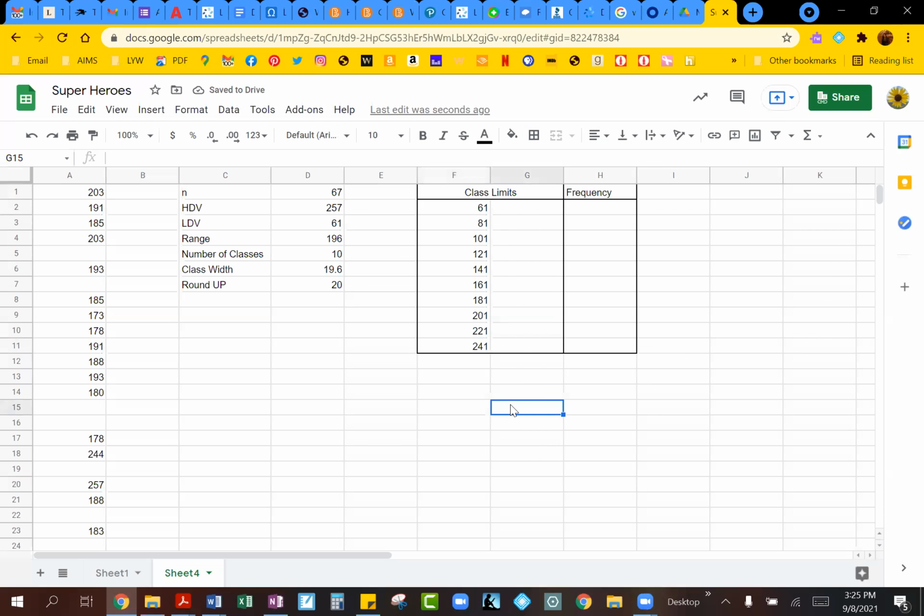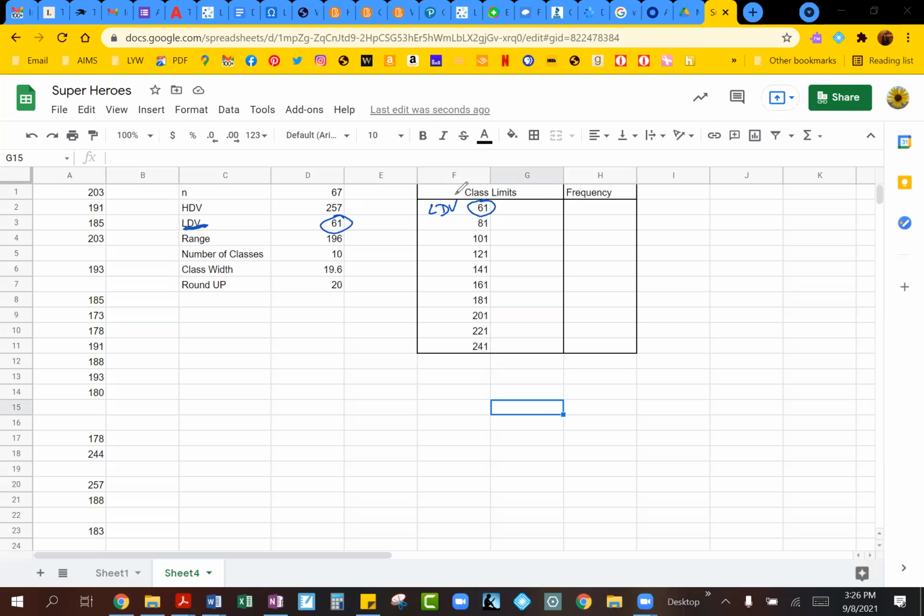So you can see I started at 61, which was my lowest class limit, and I'm using that same 61 as my starting point for my frequency distribution table. So just go with your lowest data value as your starting point over here in your frequency distribution. I think that's the best way to make sure the lowest data value will be included in your table.